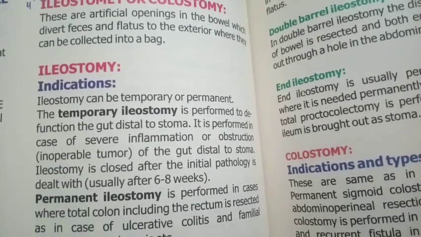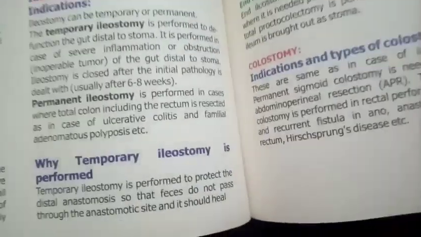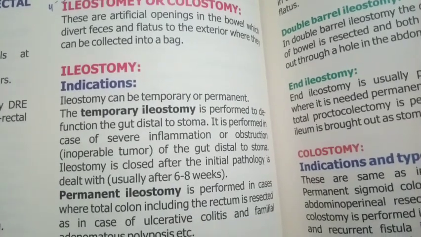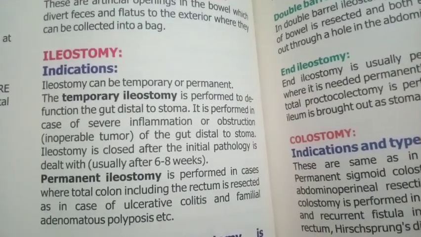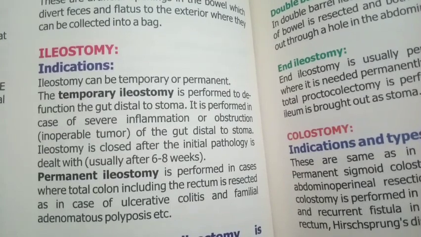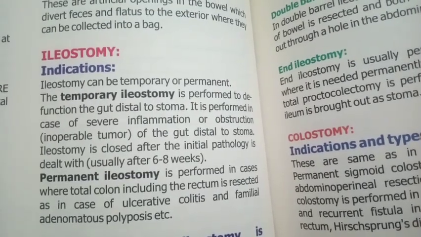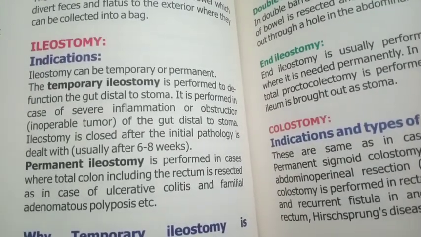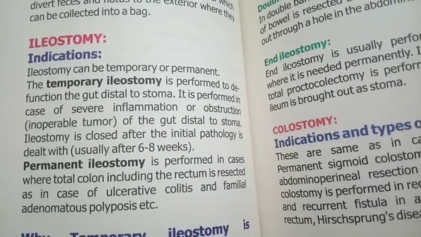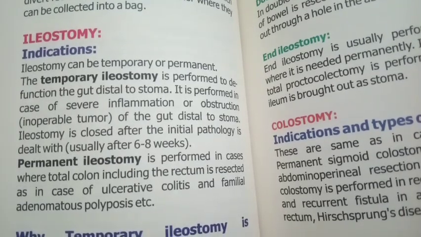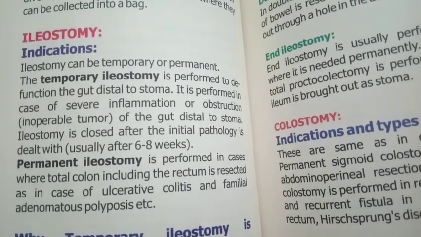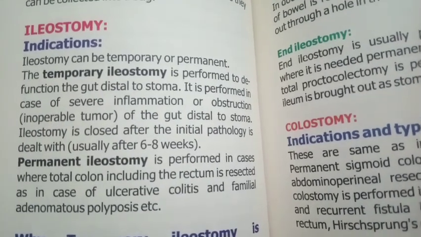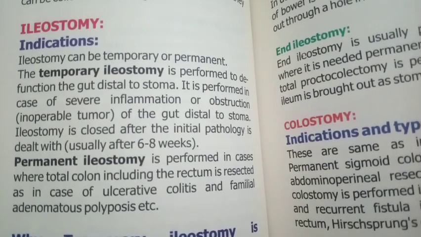What are the indications for the ileostomy? Ileostomy can be temporary or permanent. The temporary ileostomy is performed to defunction the gut distal to the stoma. It is performed in the case of severe inflammation or an obstructive inoperable tumor of the gut distal to the stoma. Ileostomy is closed after the initial pathology is dealt with, usually after 6 to 8 weeks.